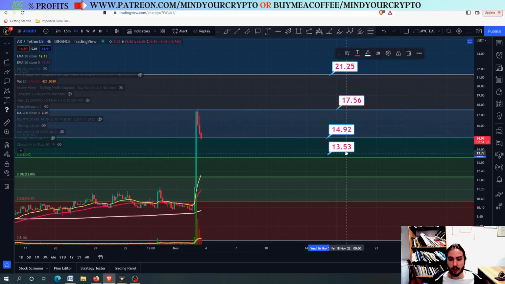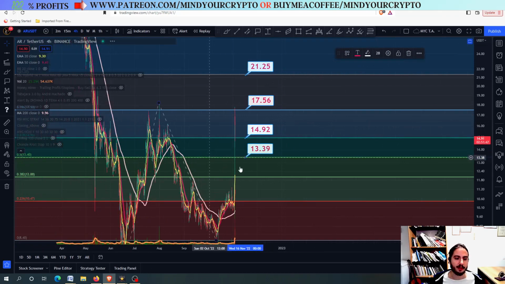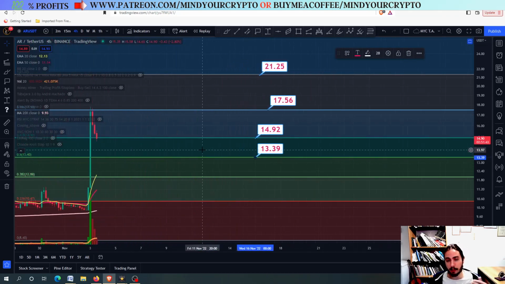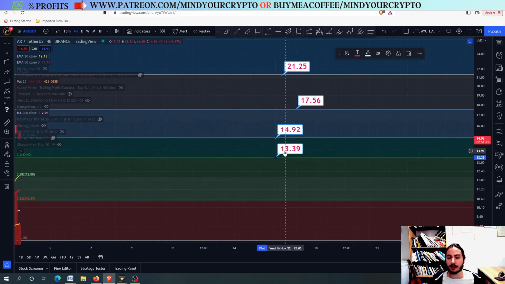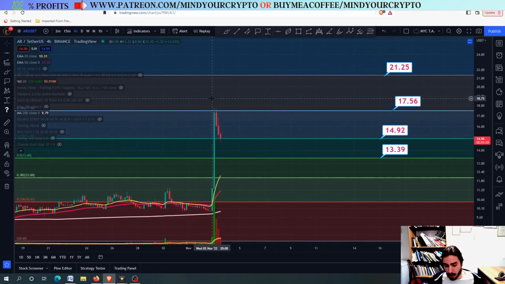But what if we lose it? Then we go back down to the 13.39. This is a very huge support level, the 0.5 Fibonacci retracement, actually the trend-based Fibonacci level. If we go back there, it is very possible that we find another buying pressure going back up all the way to the 17.56 and 21.25. Anyway, we have to wait and see what we are going to do.